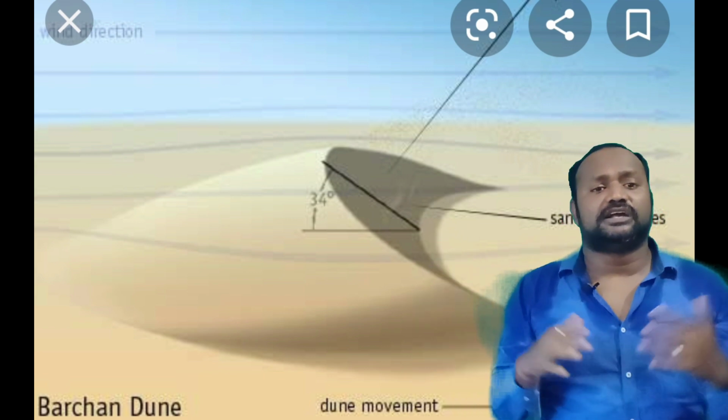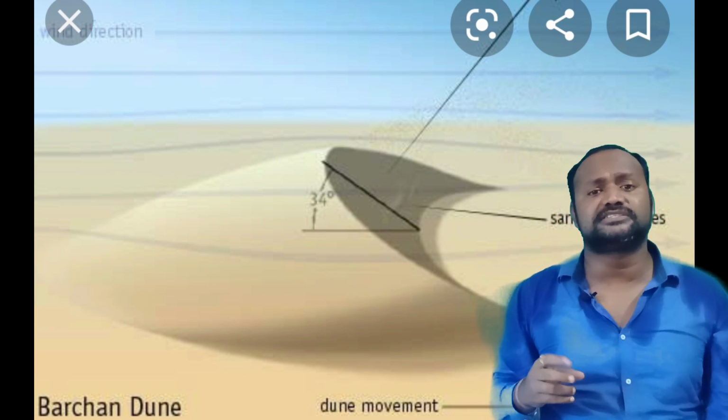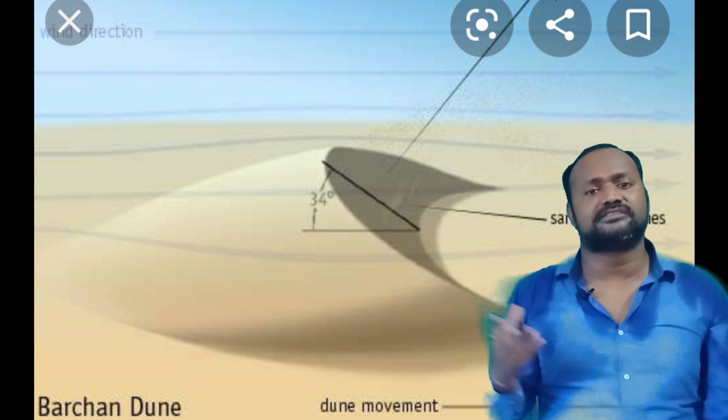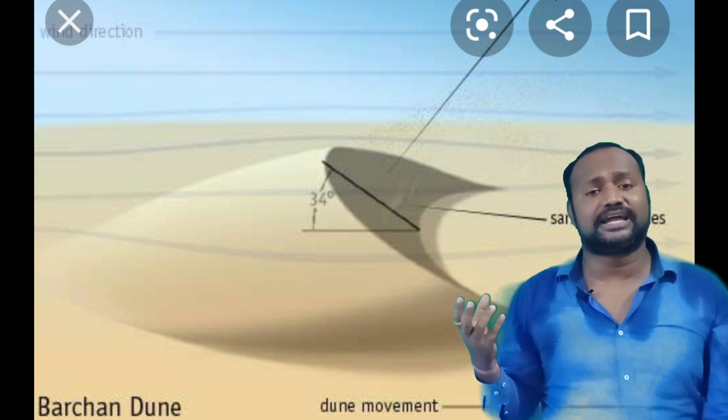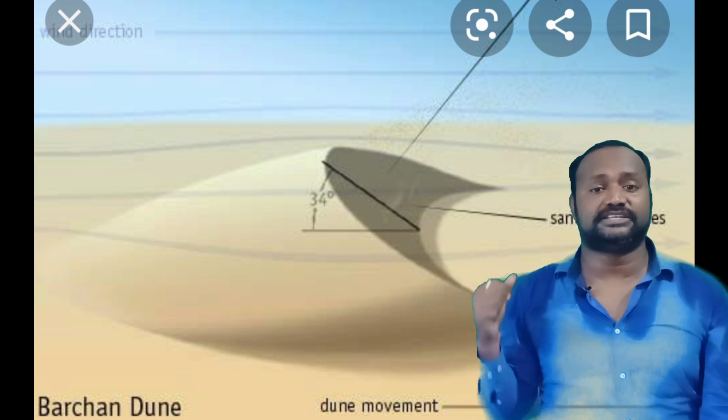Except this, the Indian desert has some special characteristics, like it has thorny bushes and cactus. These are some of the plants, and not only that, some specific animals are also found in the Indian desert.